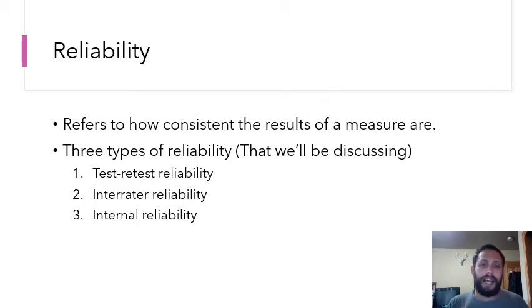So there's three types of reliability that we'll be discussing. There's more types of reliability out there, but we're going to talk about three specific ones. The first is test-retest reliability, then inter-rater reliability, and then internal reliability. Internal reliability might be a little bit different than things that you've heard of before, but it's a very important one out of all of these.